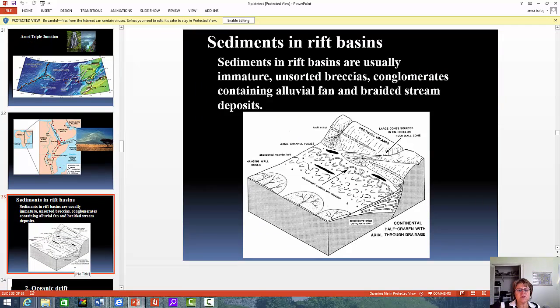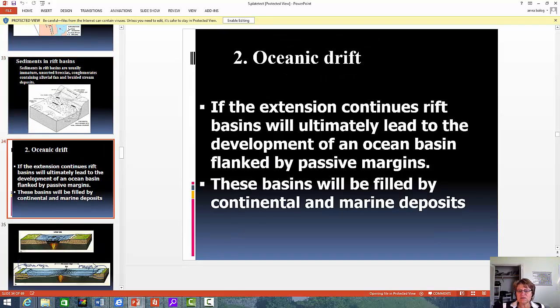So I might put the question up to match the type of plate boundary to the location. So that's why you got to know an example for each. Also, this is different from last semester. You also have to understand what kind of sediments you're going to find in a rift basin. Remember, with a rift basin, when you have a graben, the sediment is coming right from the mountain, so it's never going to be a mature sedimentary environment. And this is the oceanic drift.